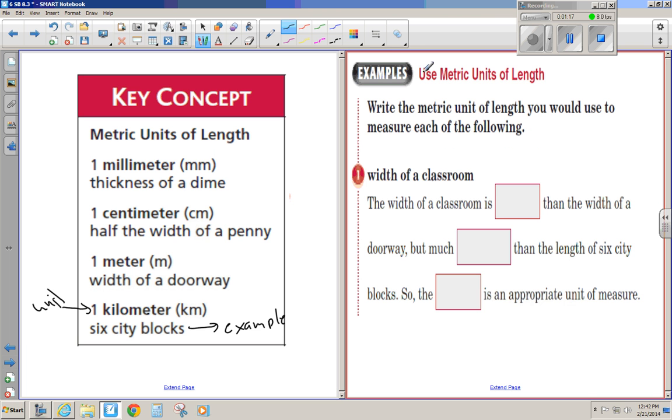So, use metric system units of length. Write the metric unit of length you would use to measure each of the following. All right, width of a classroom. The width of a classroom is wider than the width of a doorway, but much less than the length of 6 city blocks. So, the meter is an appropriate unit of measure. For dealing with height, it would be meters, unless you're a young child.